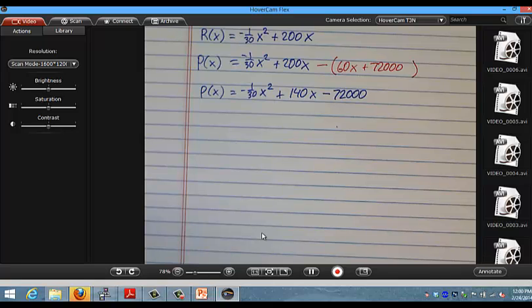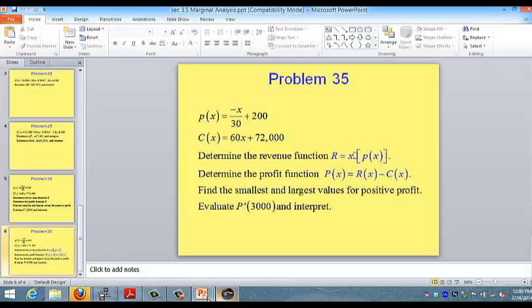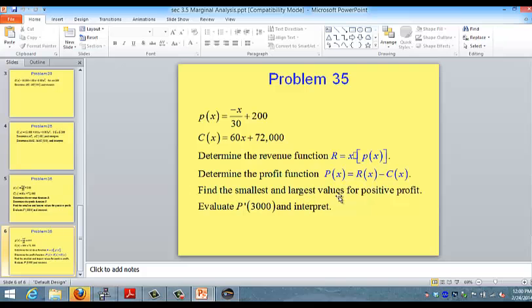Okay, next step. What are we doing? I think it said we want to compute the values of x that'll make this a positive profit, right? So how do you do that? That may be confusing. Find the smallest and largest values for positive profit.